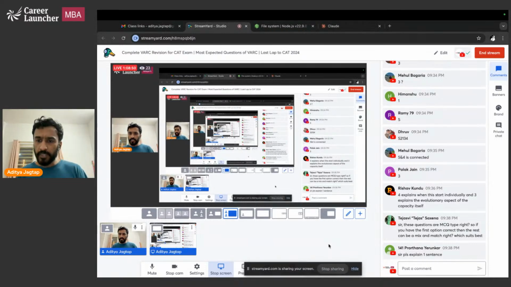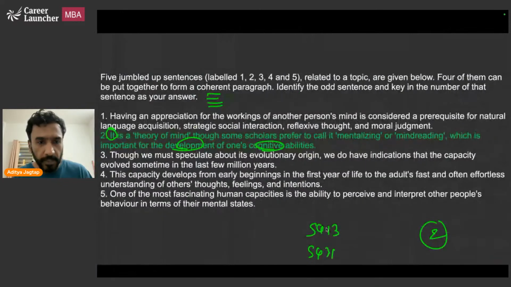These questions are MCQ type. No, they're not. They are TITA type, Tejasvi. And no, you can't. It can't be a mix and match. It has to be a specific order. I think some of you are probably doing the question type for the first time. Please explain the first sentence.